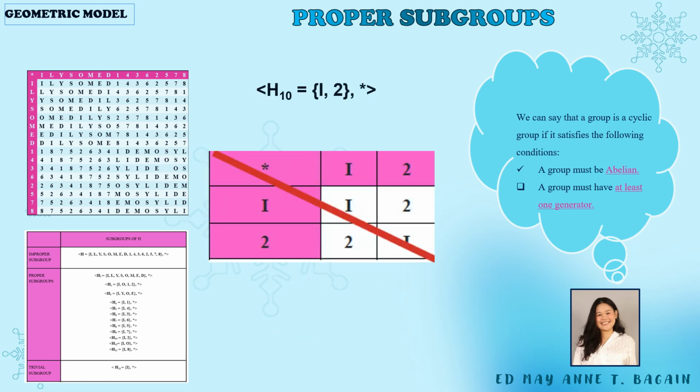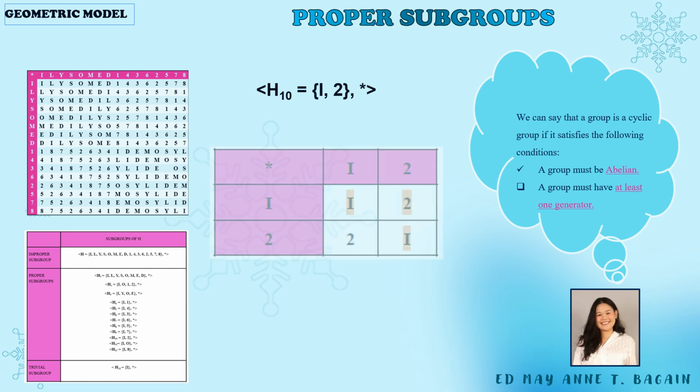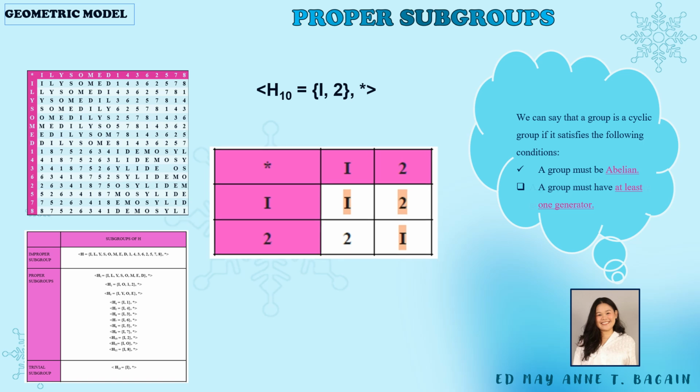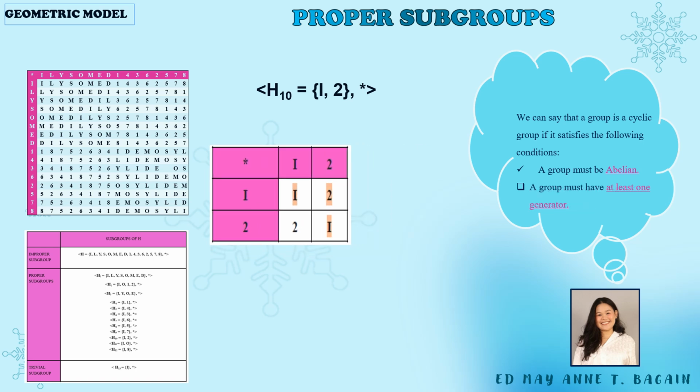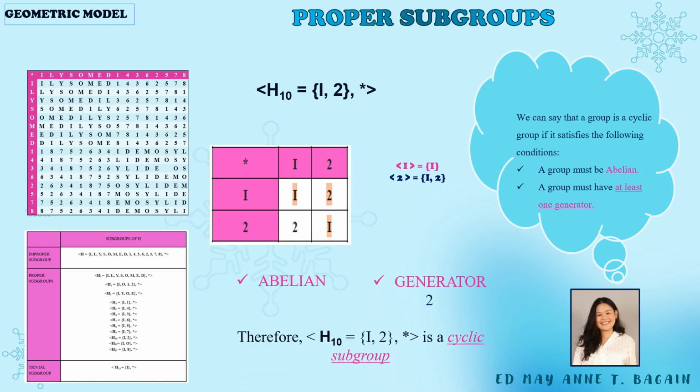Next, the same with the H sub 10 is equal to I and 2 under the operation star. It is abelian. It has at least one generator, which is 2, because it generates the elements I and 2 or 2 and I. So it is abelian, and it has at least one generator, which is 2. Therefore, H sub 10 is a cyclic subgroup.